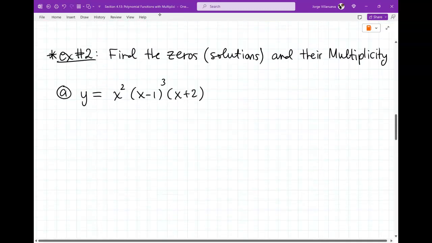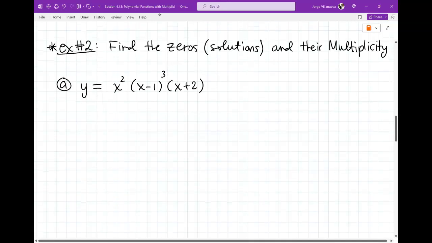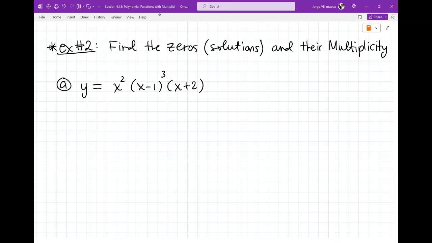So, here's the first one that we're actually going to talk about, multiplicity. Find the zeros, the solutions, and their multiplicities.